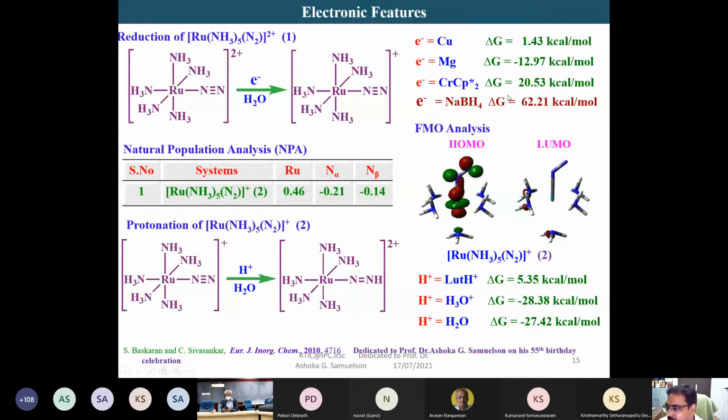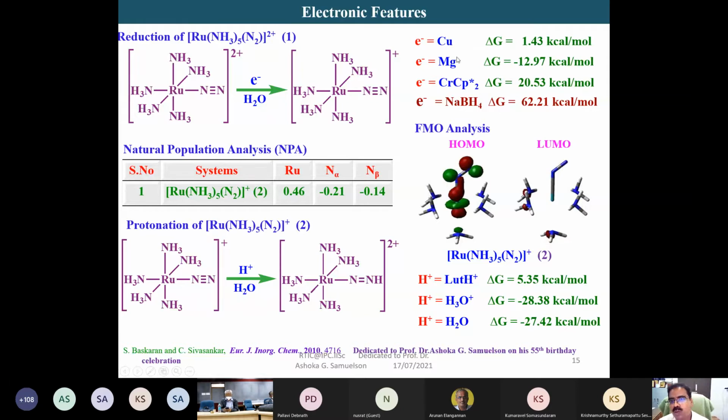Again, probably one can ask this question. In the synthesis of the ruthenium complex, they used sodium borohydride. But at the time it did not undergo reduction, because now you can see in the case of sodium borohydride, the reduction will cost plus 62.21 kilocalories per mole, and thus the reduction is not possible by sodium borohydride. So either you have to use copper or magnesium. Magnesium is the suitable one, but still one can use copper.